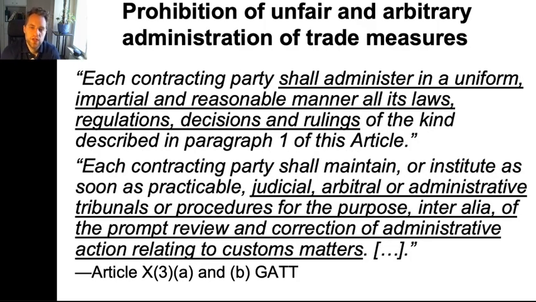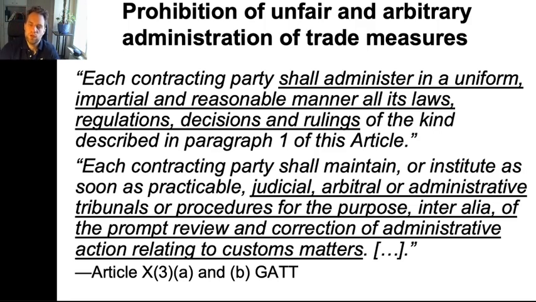And the other sub-paragraph of GATT Article 10, namely 3, also refers to the administration. So yet another rule of law provision in the GATT that says that all GATT members shall administer in a uniform, impartial, and reasonable manner all their laws, regulations, decisions, and rulings, and therefore they shall maintain or institute as soon as practicable judicial, arbitral, or administrative tribunals or procedures for the purpose, inter alia, that means among others, of the prompt review and correction of administrative action relating to customs matters.